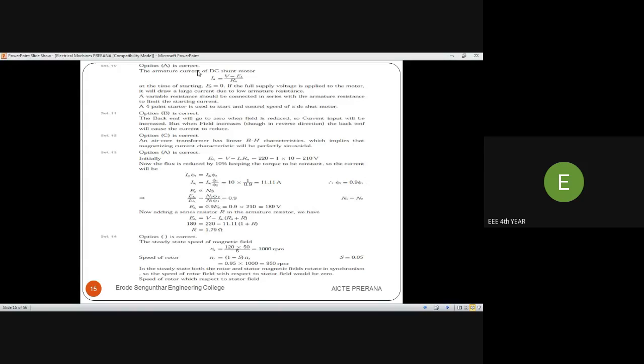Here option A is correct, because the armature current of a DC shunt motor is IA equals V minus EB divided by RA. At the time of starting, EB equals 0. So we have to reduce the armature current during the starting time. So we need the starter. So that's why option A is the correct answer.